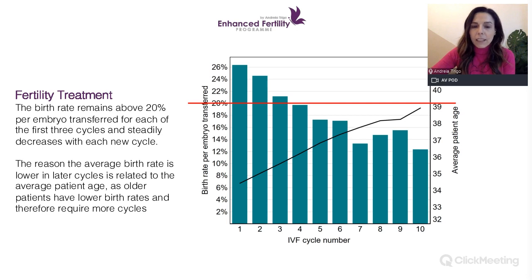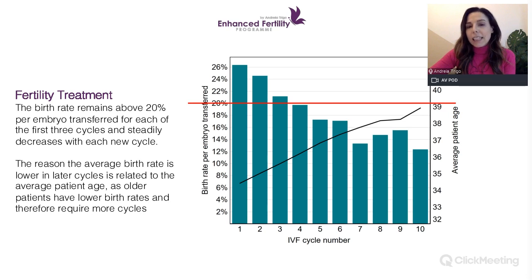If we look at here, this black line is the patient age, and it's telling us the average patient age. Most patients who have one cycle are 34 and a half years old. But the average age of patients who have, for example, 4 cycles is already 36 and a half. So the age increases. We know that the birth rate remains around 20% per embryo transferred.